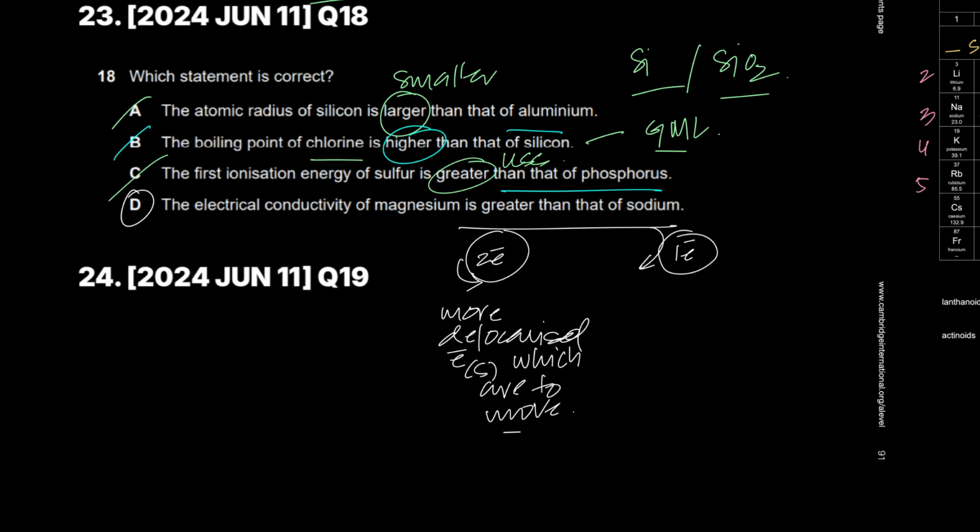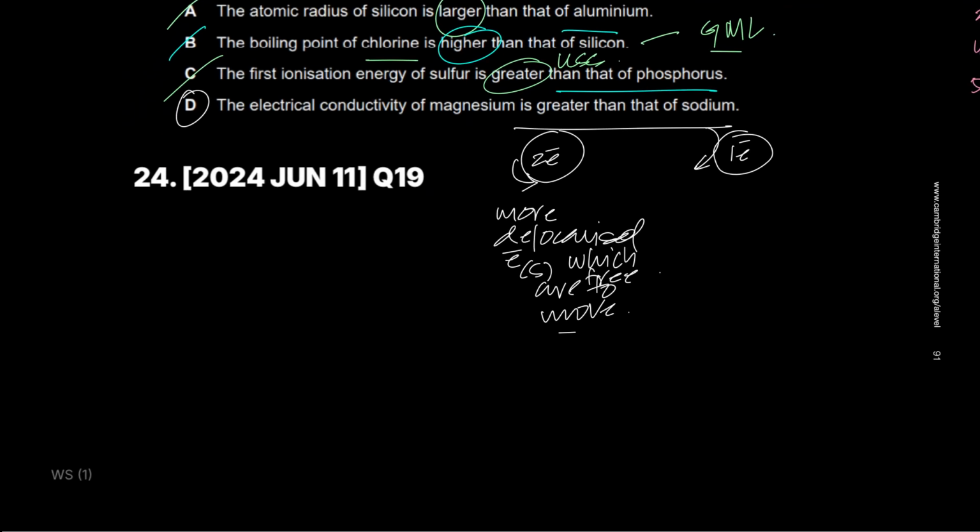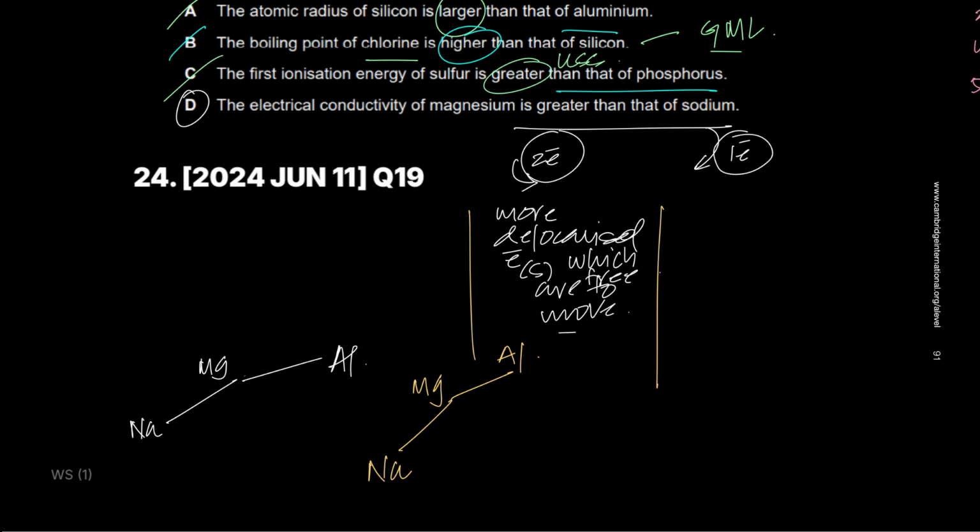Right? And similarly, the more electrons you have in the delocalized structure, the higher the melting point as well. That's the reason why the electrical conductivity between sodium, magnesium, and aluminum increases, and so does the melting point, right? Sodium, magnesium, aluminum, both have to do with the same idea of more delocalized electrons. Done?